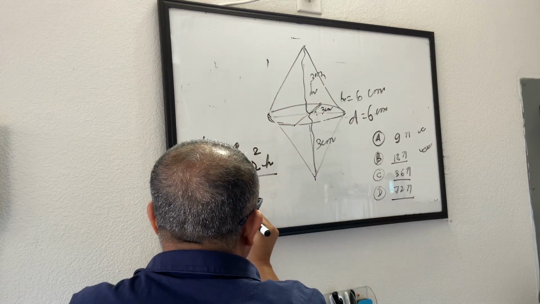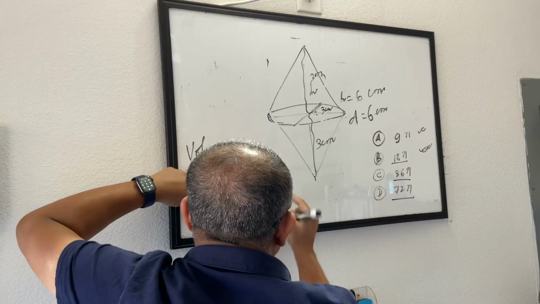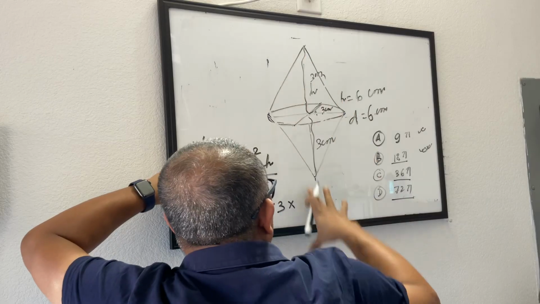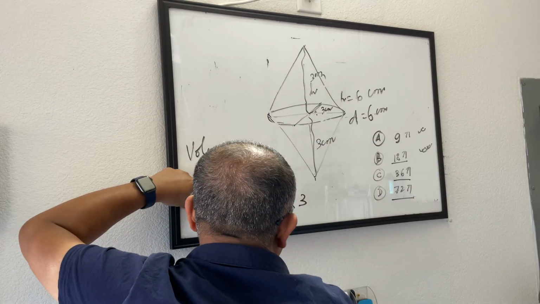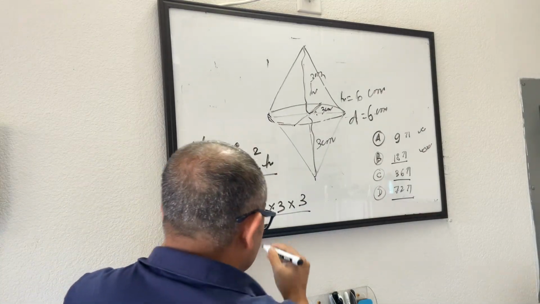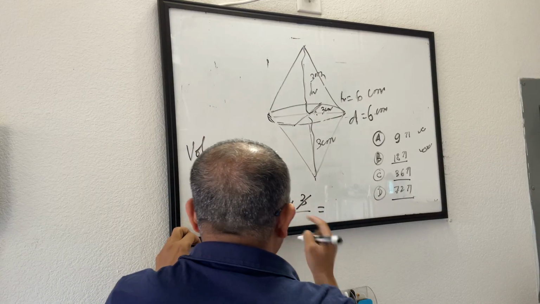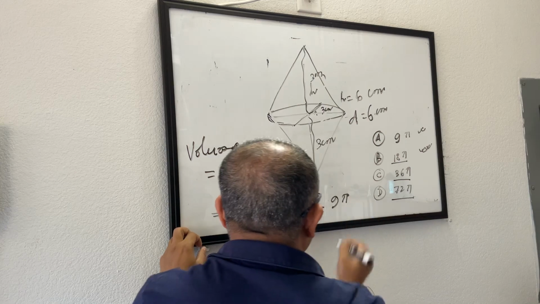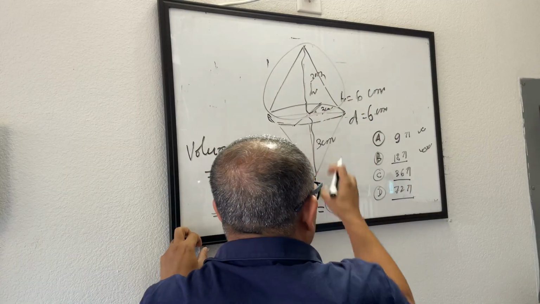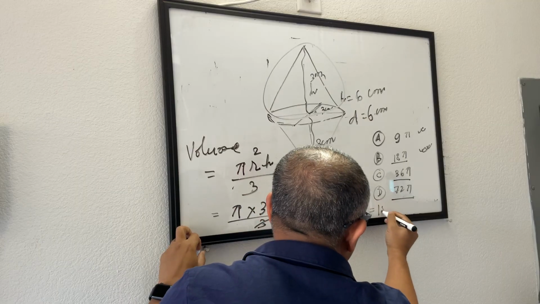So pi times r square. What is my radius? 3 centimeters. 3 square, so 3 into 3. Times h, the height of the cone, not the entire height, so 3. Divide that by 3. Do we have to do any calculation? We just cancel this 3 and this 3. Done. 3 into 3, 9 into pi. This is what I got, but this is my volume for one cone. And this one also has to be added, which will be the same. So 9 pi plus 9 pi, that is how it adds up to become 18 pi.